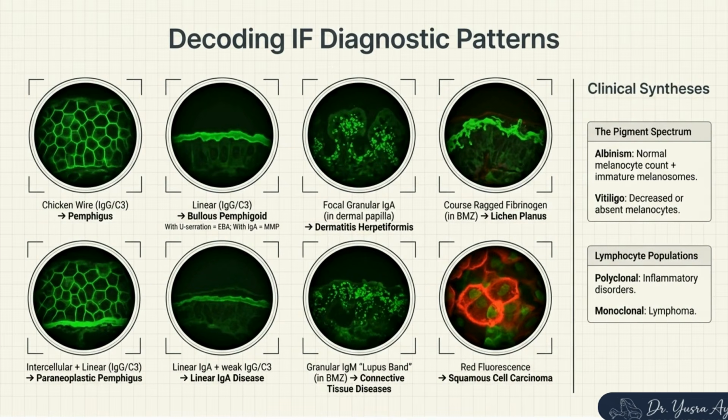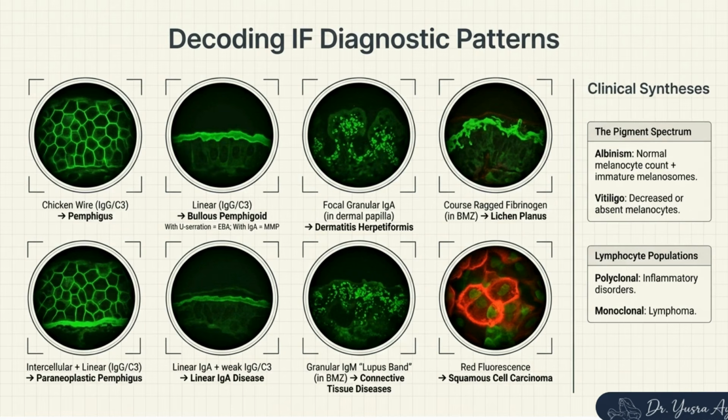Immunofluorescence patterns are important because they help diagnose diseases by showing specific antibody deposition in tissues, especially in autoimmune conditions. In pemphigus, intercellular IgG produces a chicken wire pattern. In bullous pemphigoid, linear deposition occurs along the basement membrane. In dermatitis herpetiformis, granular IgA deposits appear in dermal papillae. In lichen planus, fibrin deposition occurs at the basement membrane zone. Lupus bands are seen in connective tissue disease and red fluorescence suggests SCC.